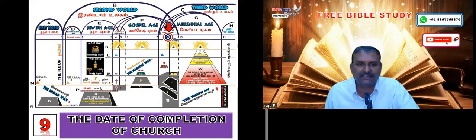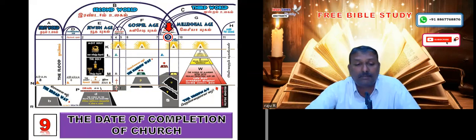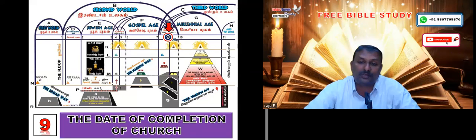Now 9, the line I mentioned there, is actually the signification of the completion of the church. So do we know when the church will complete? God has never mentioned any date or any period when it will happen. But he has given us some signs. Based upon those signs, we can come to know how near we are to our salvation.